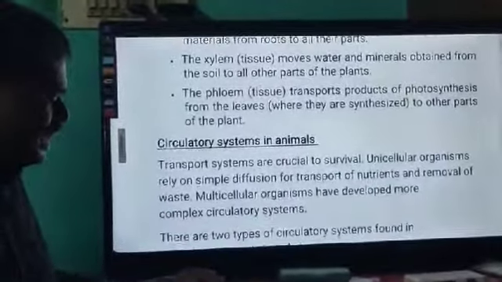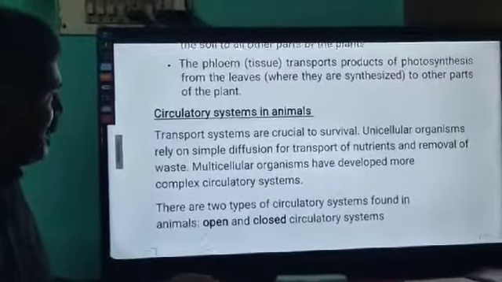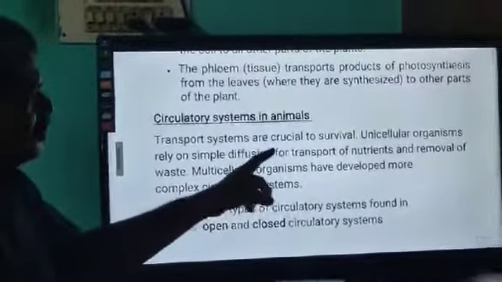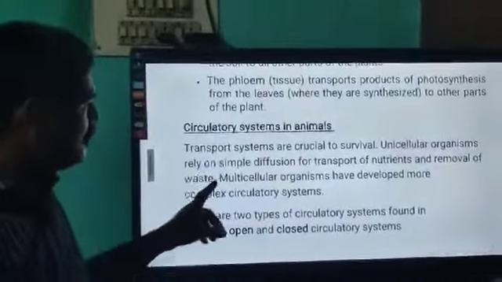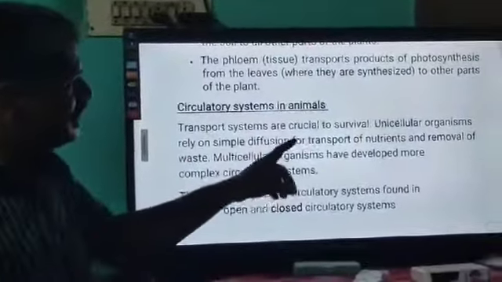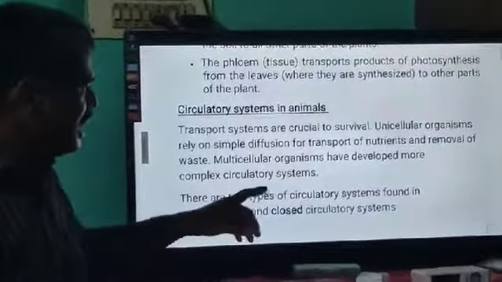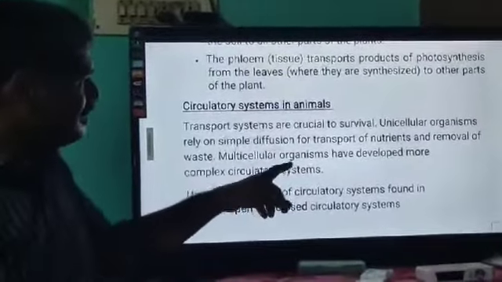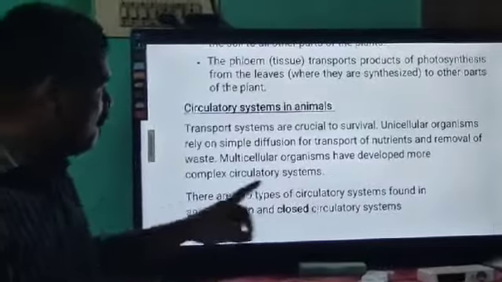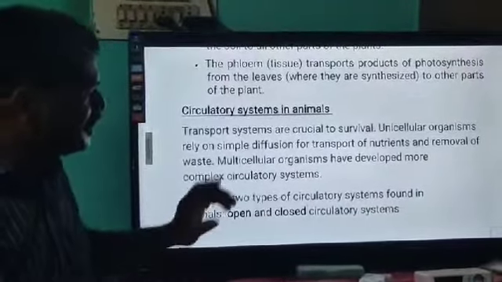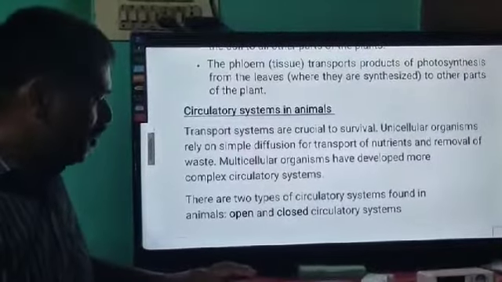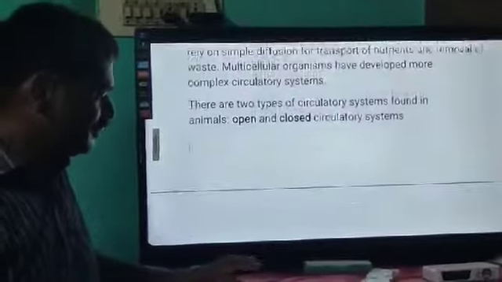Circulatory system in animals. Transport systems are essential for survival. Unicellular organisms rely on simple diffusion for the transport of nutrients and removal of waste. Multicellular organisms have developed more complex circulatory systems. There are two types of circulatory system found in animals: open and closed circulatory systems.